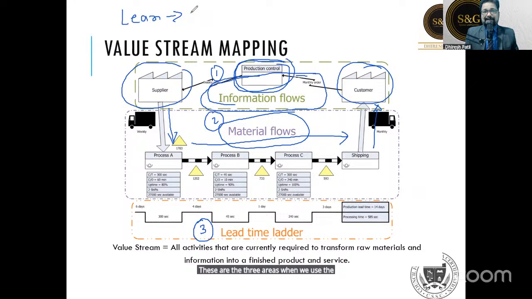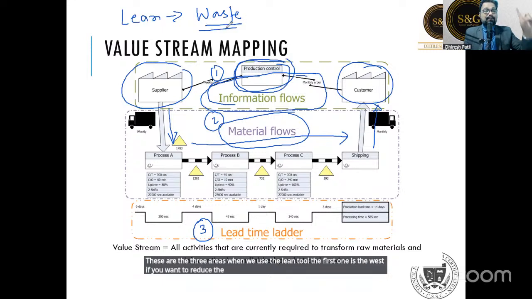The first one is waste. If you want to reduce the unwanted waste, the TIMWOOD. Everybody remember TIMWOOD? Transportation, inventory, motion. Yes, everybody remember that?